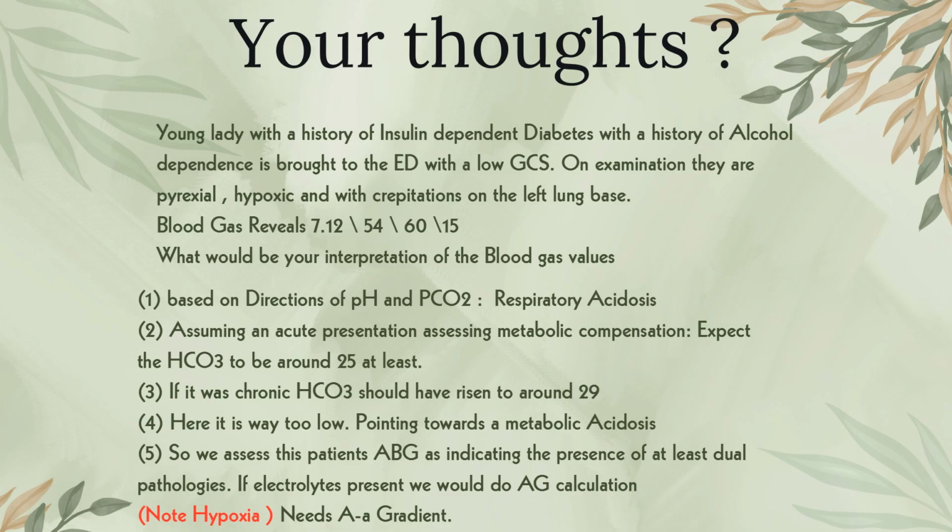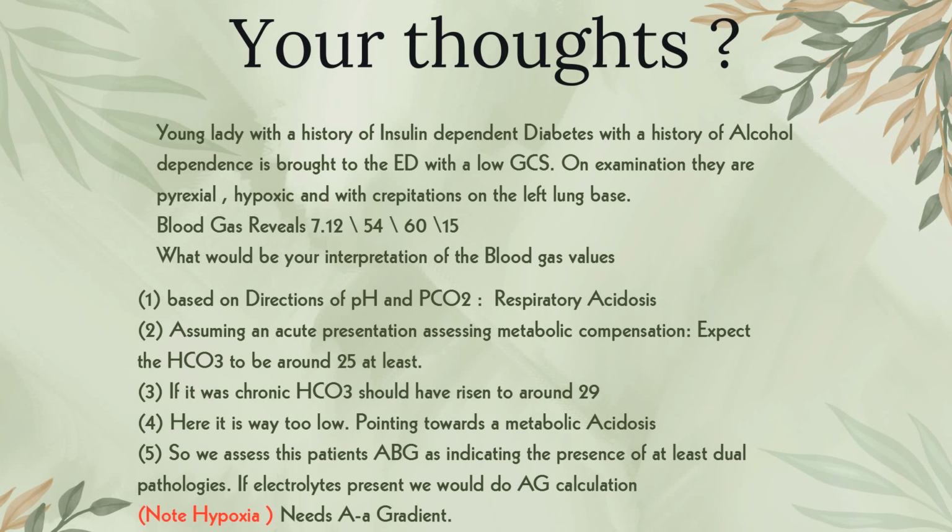Looking at the next scenario, the pH is on the lower side, acidemic, PCO2 on the higher side, so straight away I would assess a respiratory acidosis. I do not know whether this is acute or chronic based on the scenario description, but if it is an acute situation, I would expect the bicarbonate to be at least 25. In a chronic situation, bicarbonate is expected to be at least 29. Here it's way lower, indicating that there's likely a metabolic acidotic process going on as well. So thus far we have identified a dual disorder. However, there is a possibility of a third disorder. We cannot assess that because we don't have the electrolytes to do an anion gap calculation.